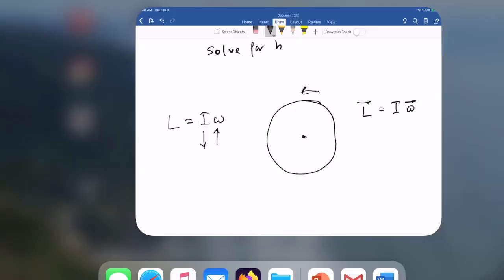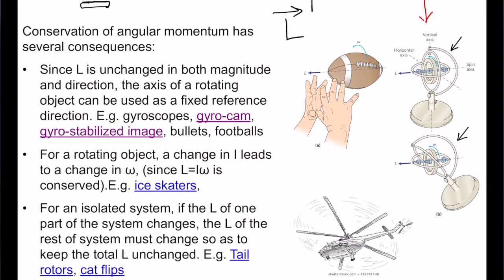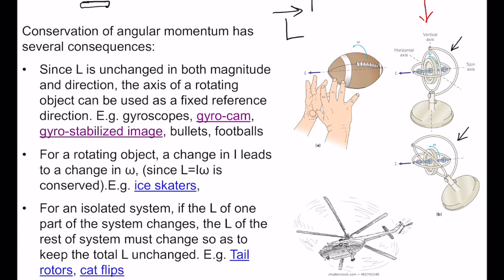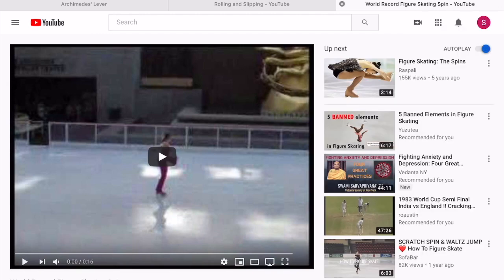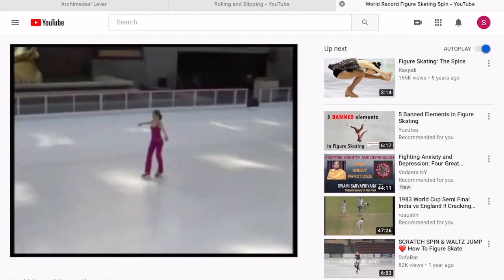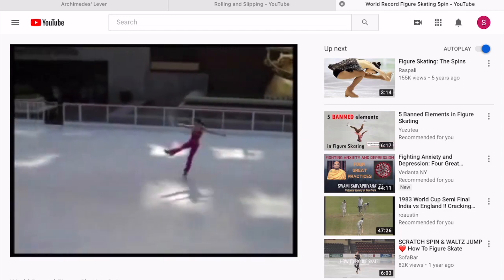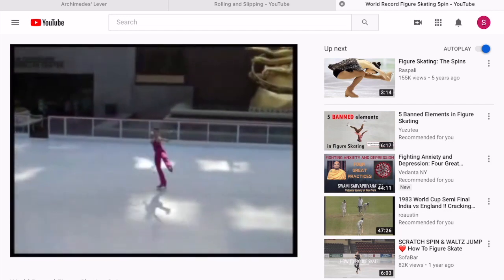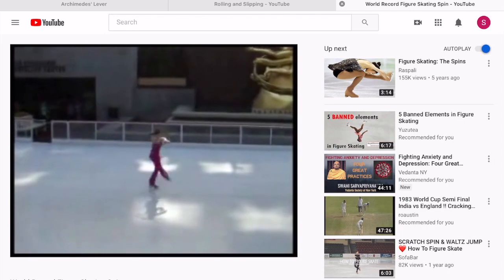Let's look at an example, an application of that. There's a really nice demonstration which I do in class where I show this. Obviously, I can't do that now, but I'll show you a video. Here's an ice skater, and I'll let you watch.